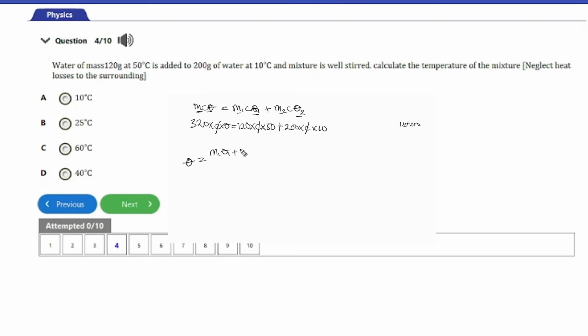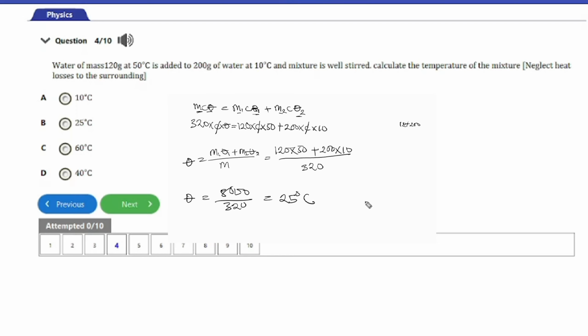So that's like 120 times 50 plus 200 times 10 all over 320. When we solve this out together, we are going to have 6000 plus 2000 over 320, and that's 8000 over 320, and finally this will give us 25 degrees Celsius. And that's option B here.